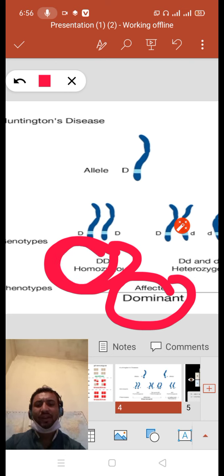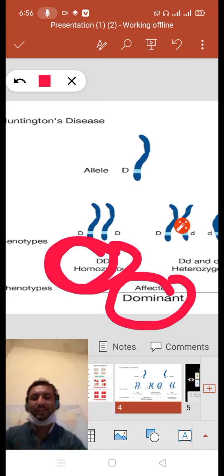Why are these homozygous? Because both alleles are identical, meaning both alleles are the same. Both alleles bear the same characteristic. And why are these called dominant? Because they can express their trait. There is no mutation in their genes. That's why these are called homozygous dominant.